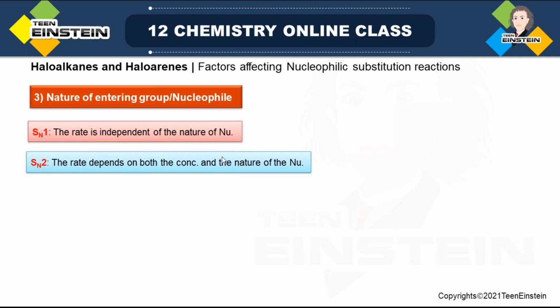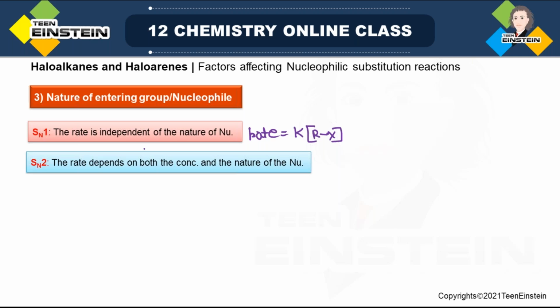So for SN1, the rate is independent of the nature of the nucleophile. Remember the point that I have just mentioned, because here the rate expression does not contain any concentration term. So rate is equal to the rate constant times the concentration of alkyl halide only, but there is no such concentration term for the nucleophile. That is why it is independent of the nature of the nucleophile. So whatever kind of nucleophile you take, even a weak nucleophile, it's fine.